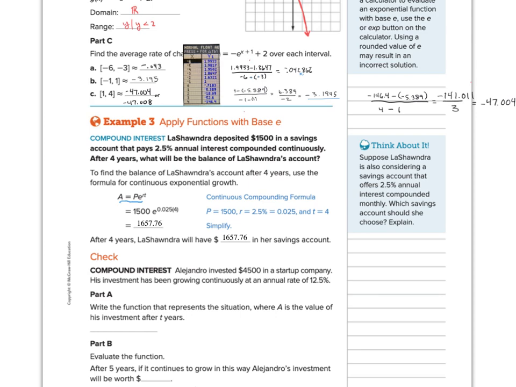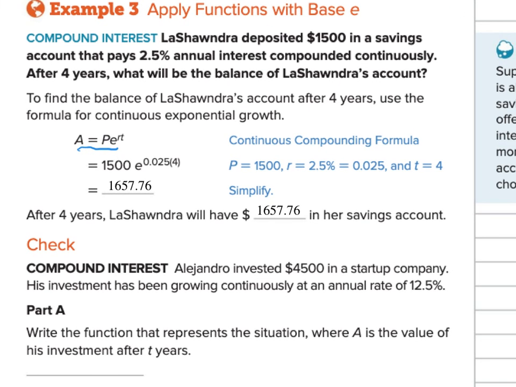So what is my rate? What is my time? The amount is going to be equal to the principal that I put in. My initial investment was $1,500 times Euler's number e, and then the exponent is going to be the rate times time. They said time was 4 years, and the rate, remember, when you're converting a rate, you have to move your decimal place 2 places. So 2.5% is actually going to be 0.025.